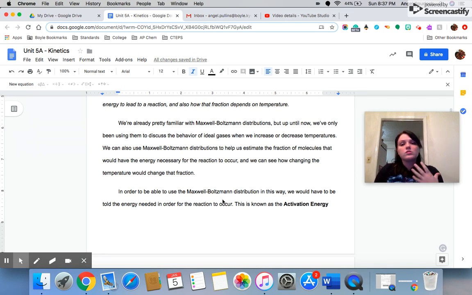And we can also use Maxwell-Boltzmann distributions to talk about how changing the temperature would help us increase the number of molecules that could react or decrease the number of molecules that could react, right? So again, in the last video, we talked about activation energy is the energy needed for a reaction to occur. It's the energy that the particles have to collide at in order for a reaction to occur.